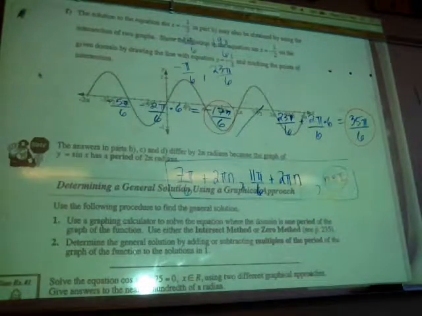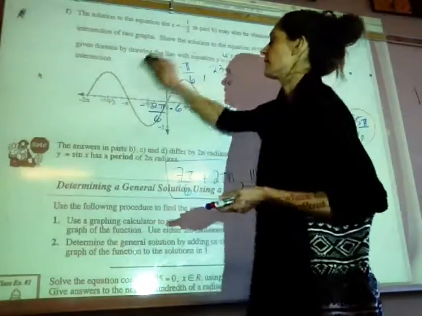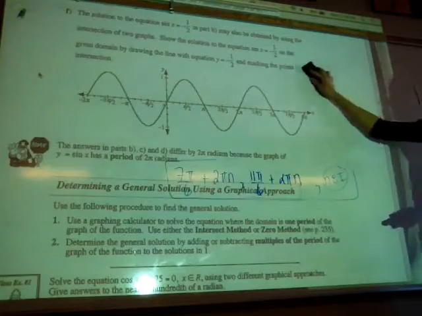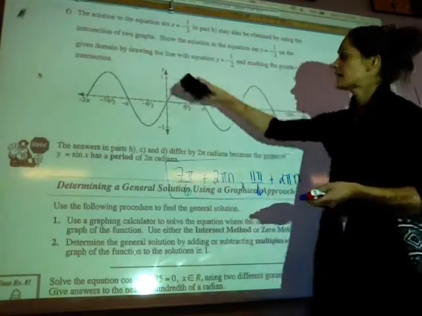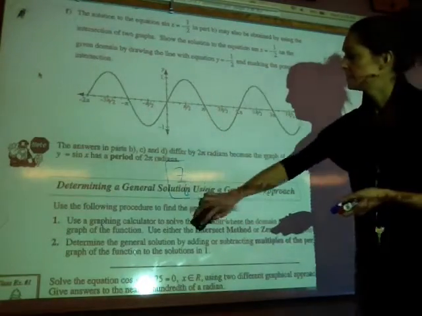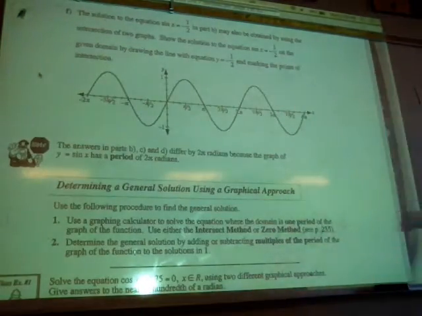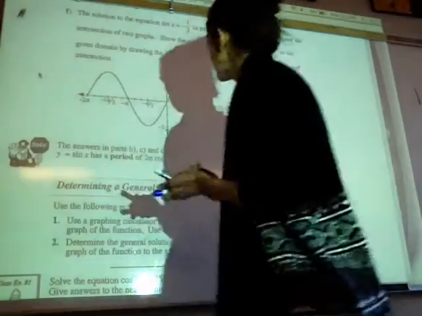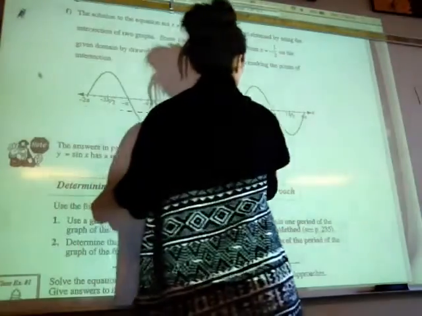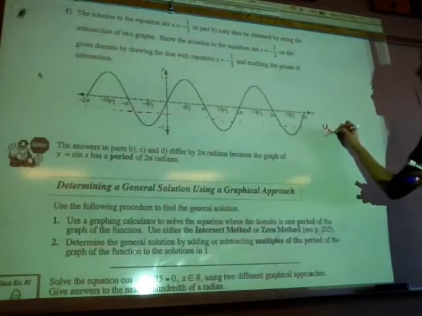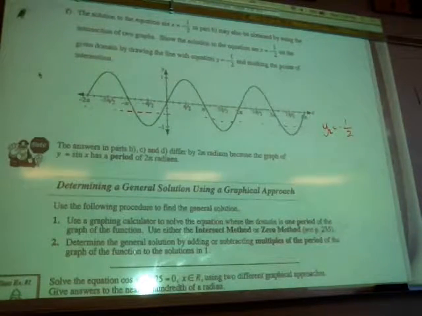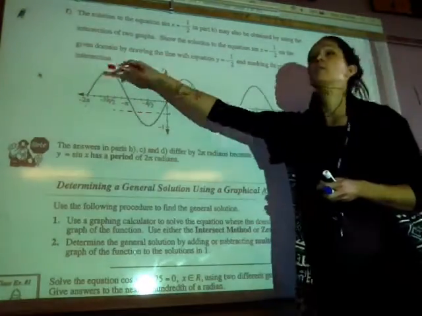Okay, the other method graphically is to use the intersection method. So that means we have two graphs. Your y1 would be the left-hand side of the equation, sine x, and your y2 will be the right-hand side of the equation, negative 1/2. Alright, so this would be your y2, and your y1 would be the sine function.